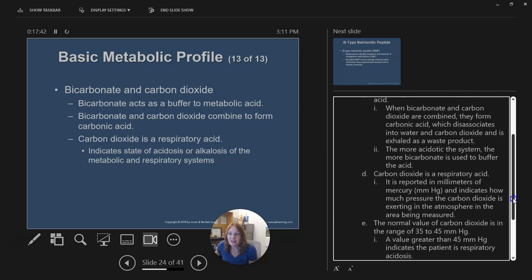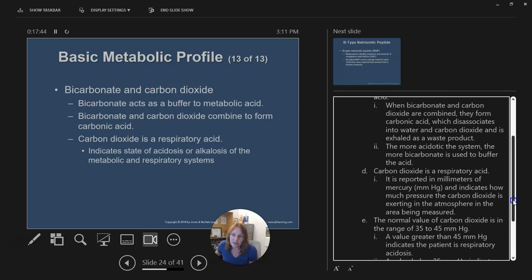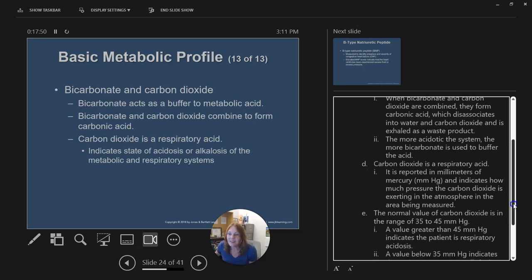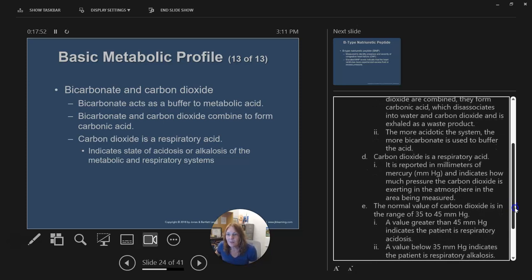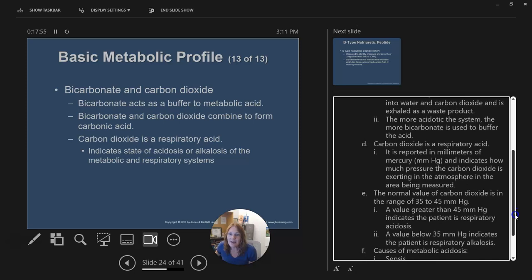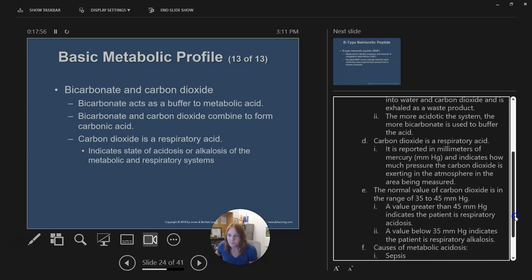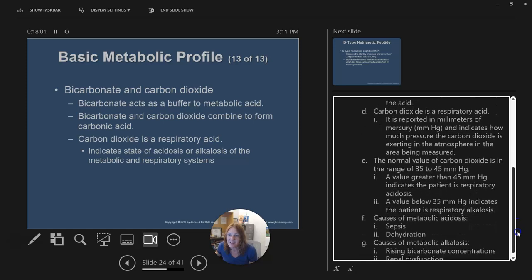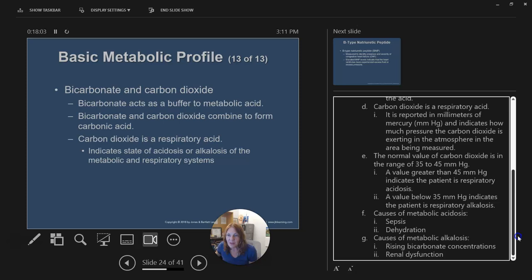The more acidic the system, the more bicarbonate is then used to buffer the acid that we have. Carbon dioxide is a respiratory acid. It is reported in millimeters of mercury, mmHg, and indicates how much pressure the carbon dioxide is exerting in the atmosphere in the area being measured.